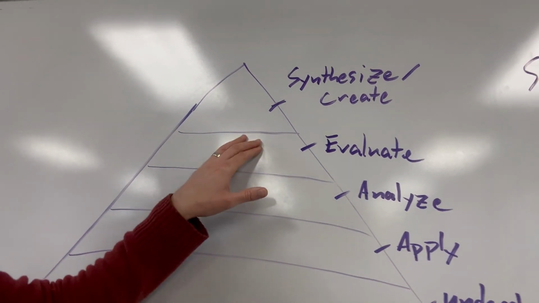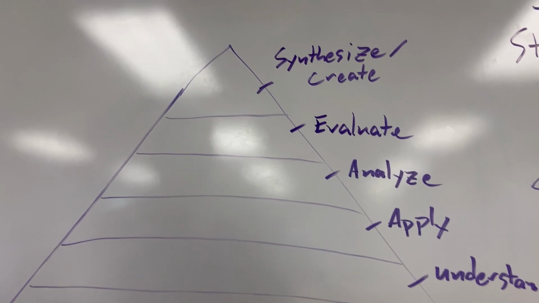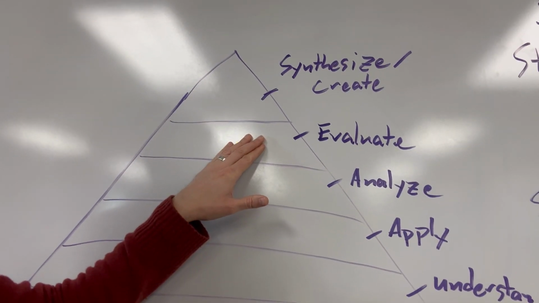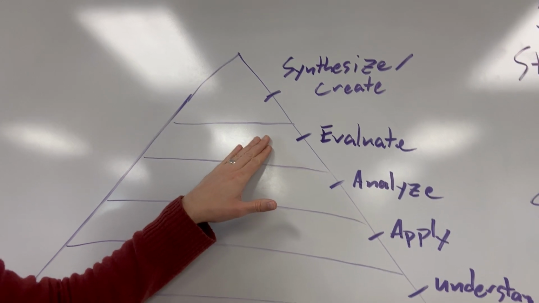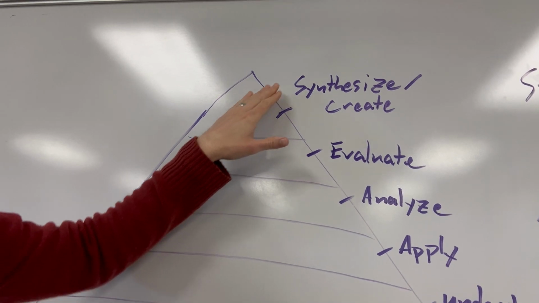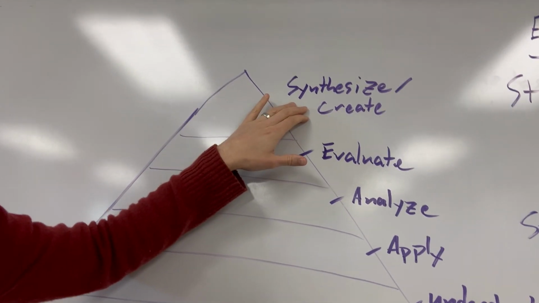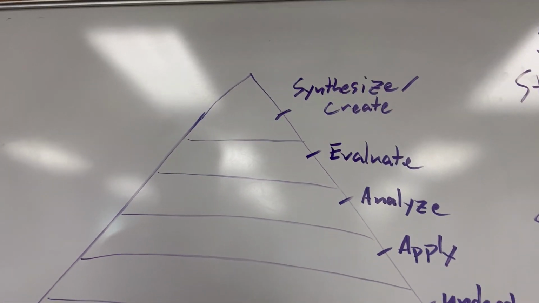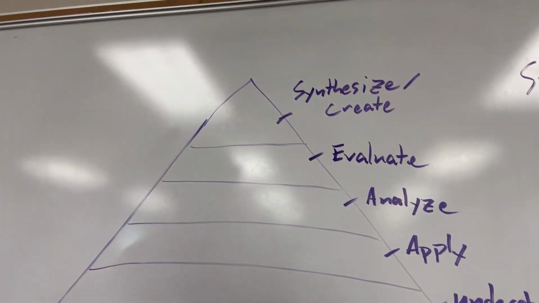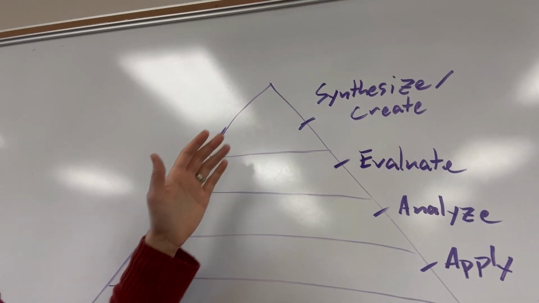Above analyze, we have evaluate, which is another word that too many people think just means write a paper. And evaluate literally means to judge, and more specifically, it means to judge based on criteria. And then at the top of the pyramid, we have what's called synthesize, which means put together, or also we call this create. This is when we can use the base levels of the knowledge that we have accumulated below, and we can create new things.